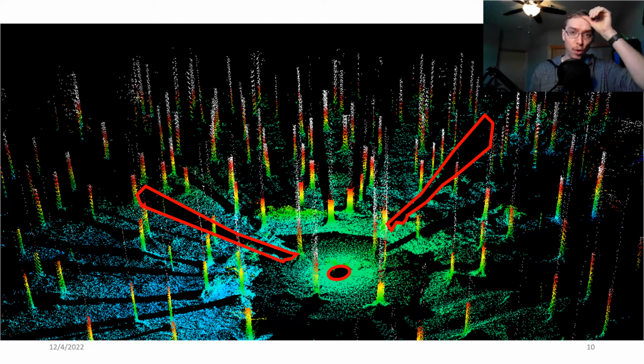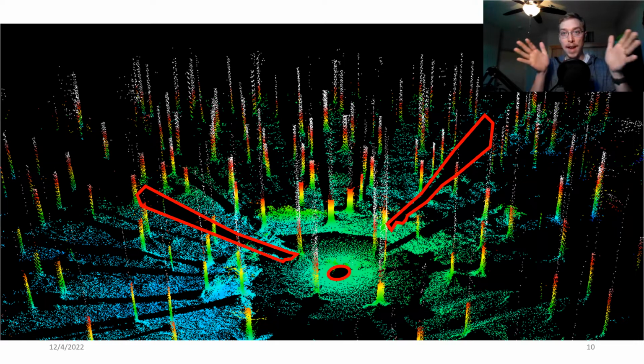And you can see here those long features that I've highlighted striking out to the left and right of the image. Those are shadow zones where there's a big tree in the way. And then behind it, as the pulse spreads out, more and more is shadowed behind whatever feature was covering it.